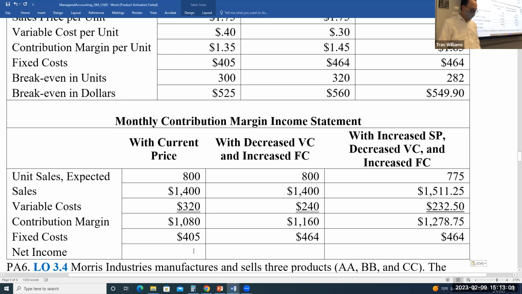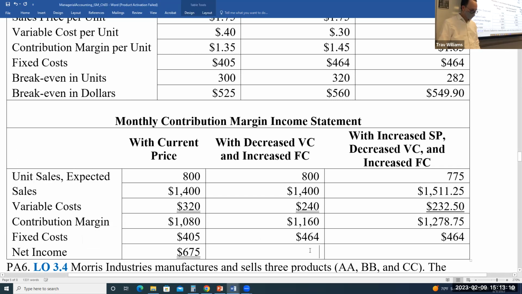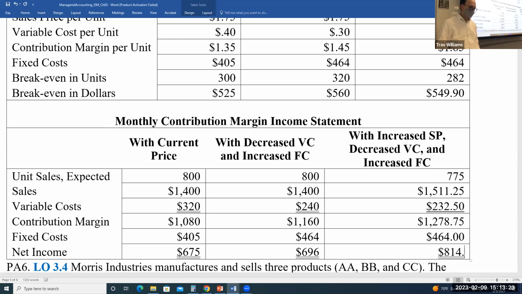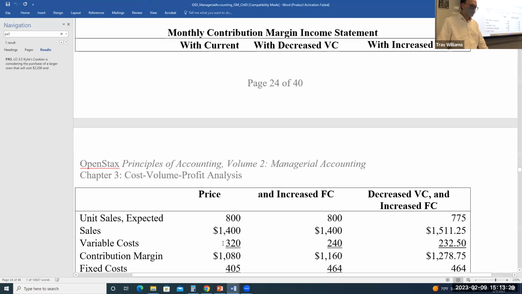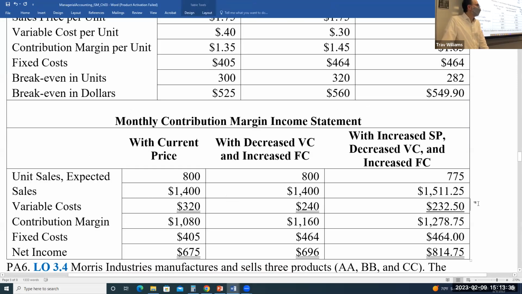So we get net income of 675 in the first scenario. 696 in the second scenario. And 814.75 here. Okay. See if these are right. Good, okay. So obviously, the third scenario with the higher price and the adjusted costs gives us the biggest net income in this situation.